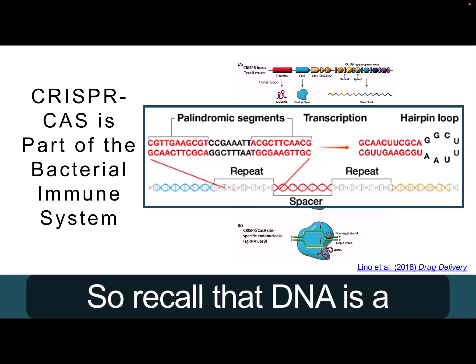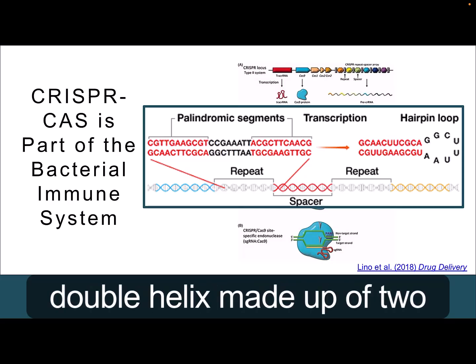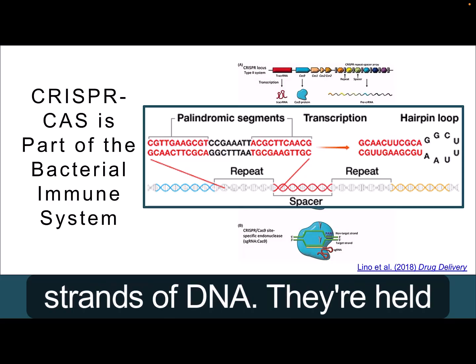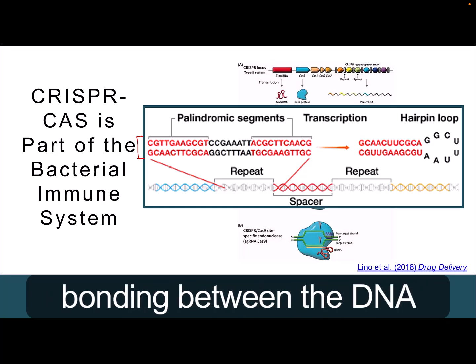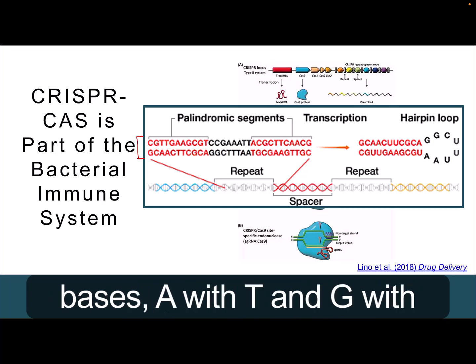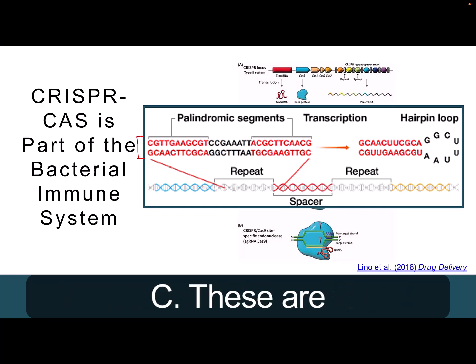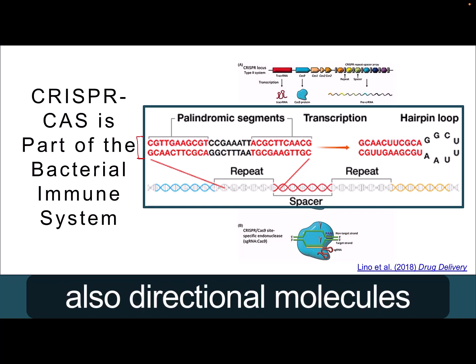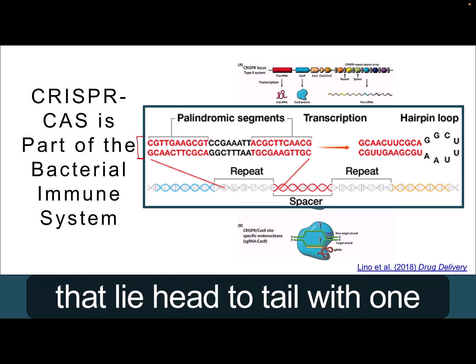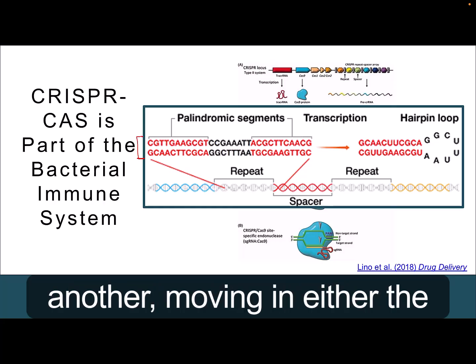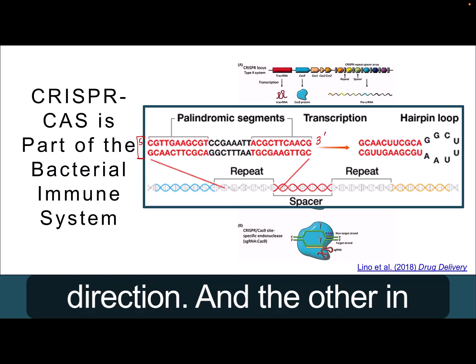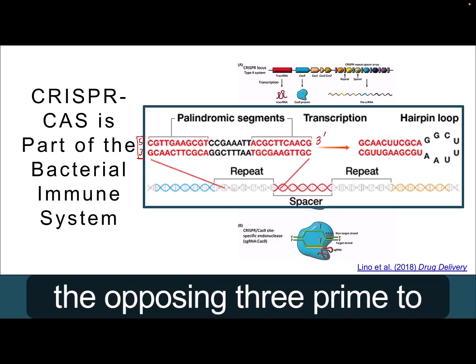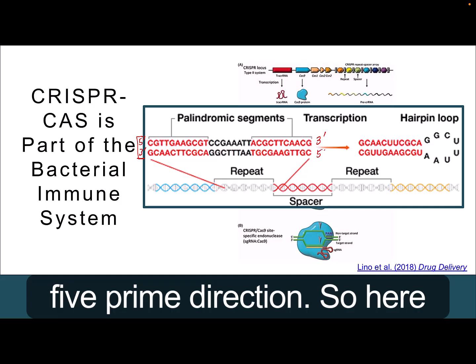So recall that DNA is a double helix made up of two strands of DNA. They're held together by hydrogen bonding between the DNA bases, A with T and G with C. These are also directional molecules that lie head to tail with one another, moving in either the 5' to 3' direction, and the other in the opposing 3' to 5' direction.